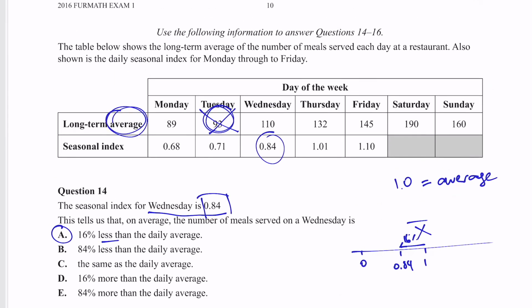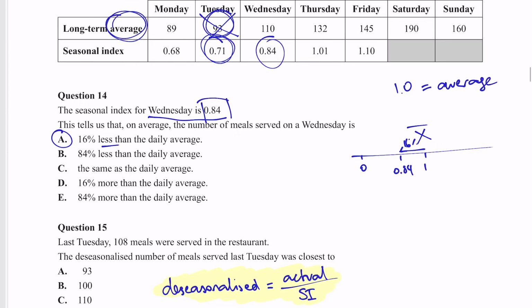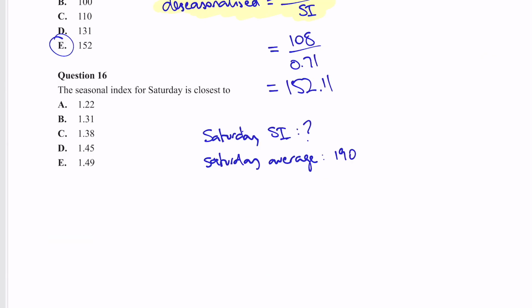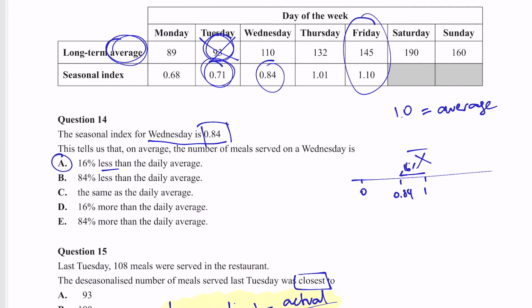So the seasonal index for Tuesday is 0.71. So we just bring in 0.71. Do that on your calculator, and you will get 152.11, and it's asking for closest, so the answer is E. Okay, question 16, last question in data analysis. The seasonal index for Saturday is closest to what? So we don't know the seasonal index for Saturday, but we know the long-term average, and we've just got that from the table here, 190.